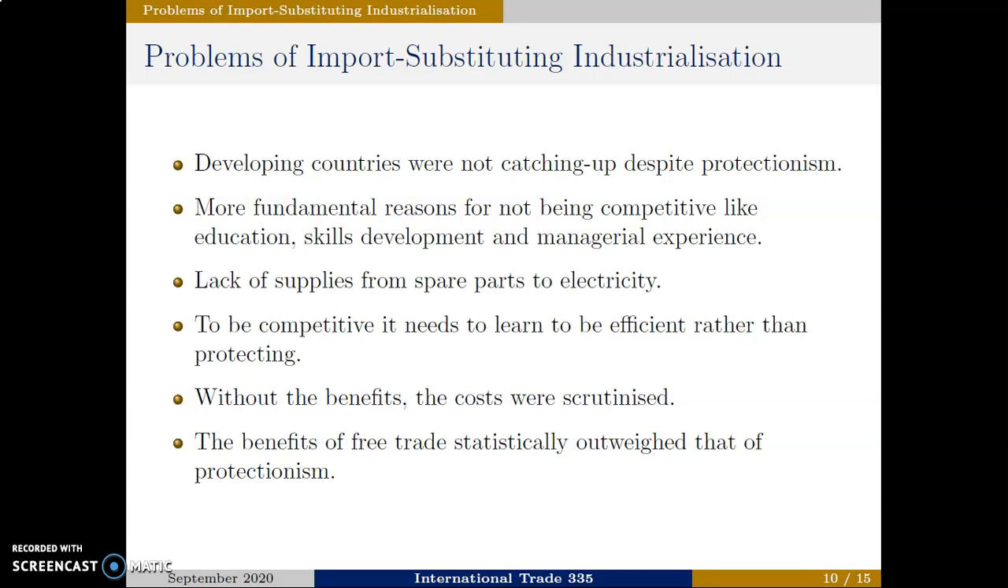Think load shedding. Should developing countries rather focus on these problems rather than selecting and protecting industries? Is it more important to be efficient? It is more important to be efficient rather than focusing on protecting industries. Without the benefits expected from the infant industries, the focus shifted to the cost of this protection, and it became clear that the benefits outweighed the cost in a free trade scenario rather than in a protectionist scenario.